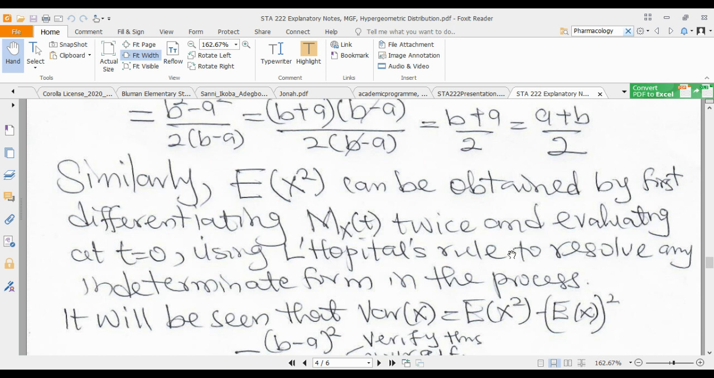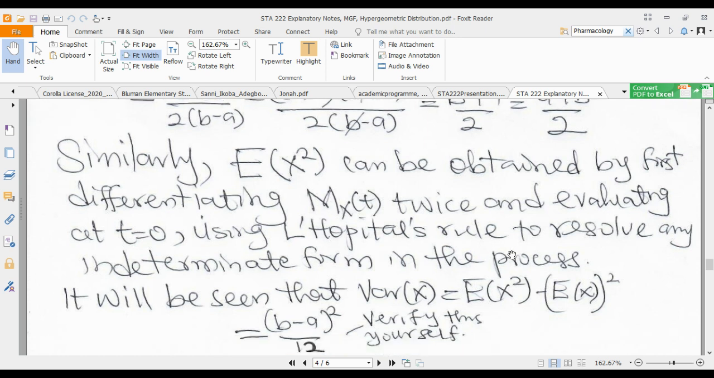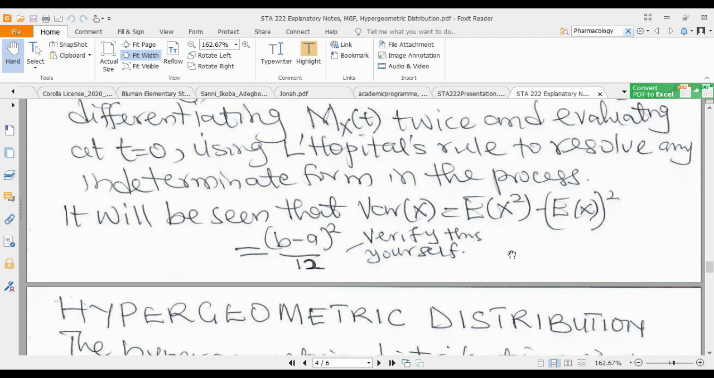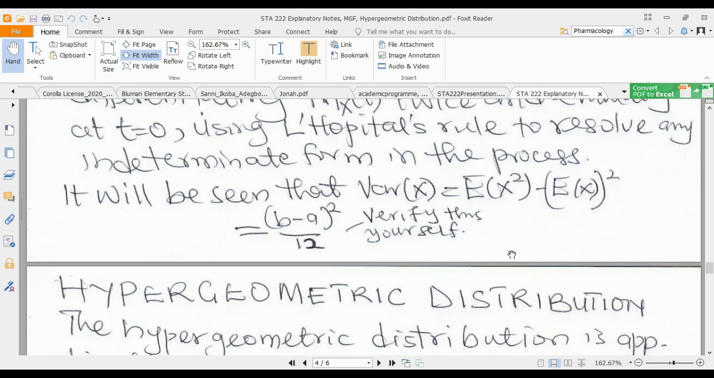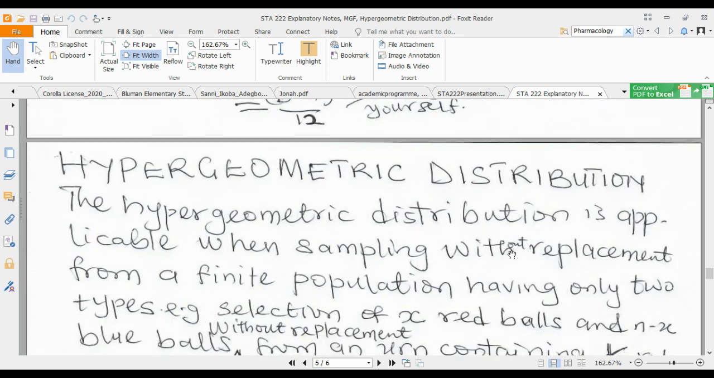Similarly, we can obtain the expected value of X squared using the same process. You differentiate M_X(t) twice and evaluate at t equals 0, and you use L'Hopital's rule to resolve any indeterminate form that you may encounter in the process. We leave that as an exercise, so you have to verify this yourself. You see that the variance of the uniform distribution in the interval a comma b is b minus a all squared all over 12, which you can verify by yourself.